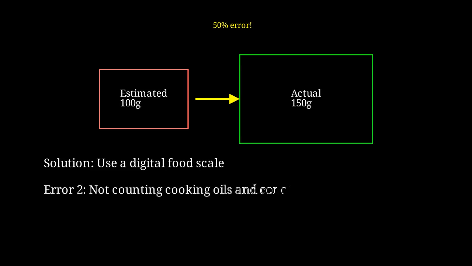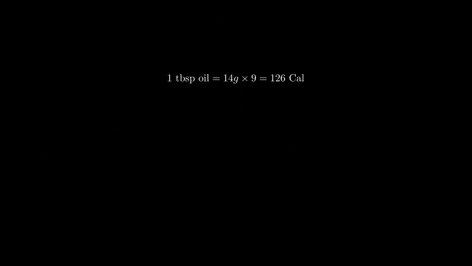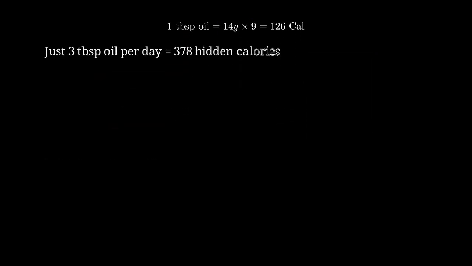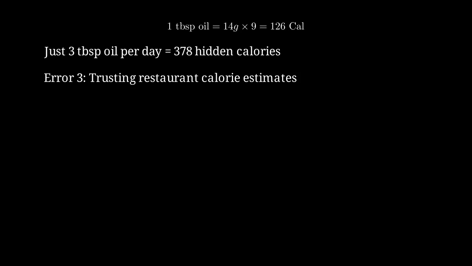Error number 2. Not counting cooking oils and condiments. These add up quickly. 1 tablespoon of oil is 14 grams times 9 calories per gram equals 126 calories. If you use just 3 tablespoons of oil per day in cooking, that's 378 hidden calories you might not be counting. Error number 3. Trusting restaurant calorie estimates. Research shows restaurant meals can contain 20 to 50% more calories than listed.